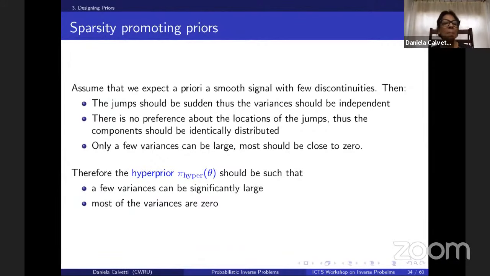So let me revisit the problem for a second, and we're still staying with the prior here. Let's say that we have our inverse problem and we know something about our solution. We expect, for example, a signal that most of the time will be quiet or close to a background, but we expect that there could be a few discontinuities.